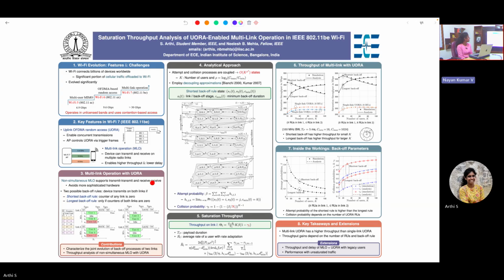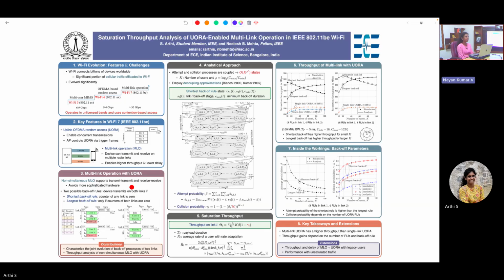In this work, we model multi-link operation with uplink OFDMA random access. In particular, we consider non-simultaneous multi-link which supports transmit and receive. It avoids more sophisticated hardware, because the other type of MLO, which is simultaneous multi-link, needs more sophisticated hardware because it needs to have sufficient power suppression across links.